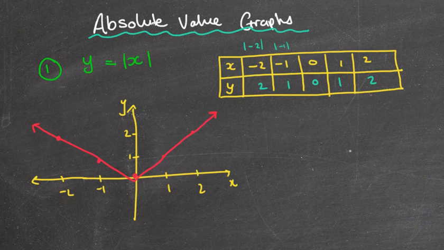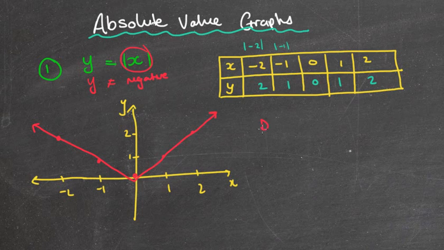So what you'll notice, if you take the absolute value of x, there is no possible way that that y value could equal a negative number. It can't happen. And so what you can see here, it will never get below 0.